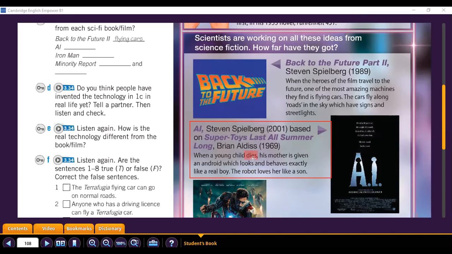Thank you so much. Don't forget the pronunciation of this word, dies. When a young child dies. So here we have Artificial Intelligence by Steven Spielberg in 2001. Based on Super Toys Last Summer, Brian Aldiss in 1969. Ojo que estas películas están basadas en otras anteriores, ¿verdad? Como el caso de Artificial Intelligence. Have you seen this movie? ¿Han visto esta película? It's very old. Y es viejita esta película.